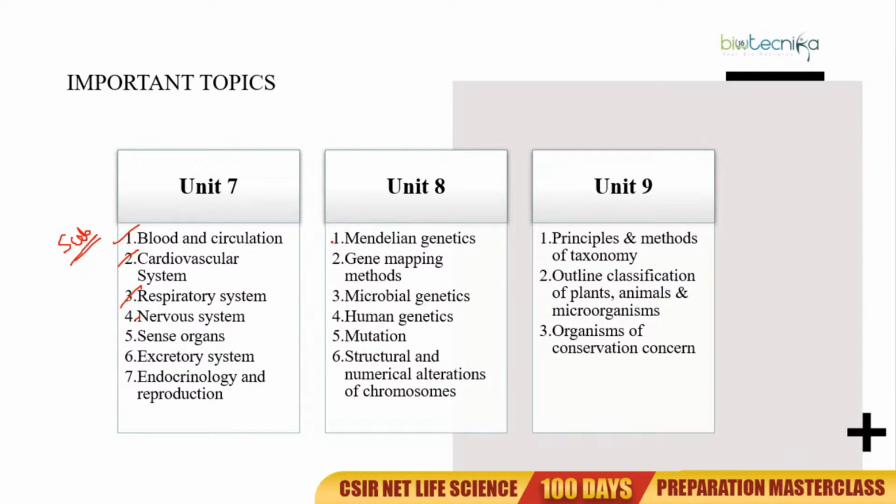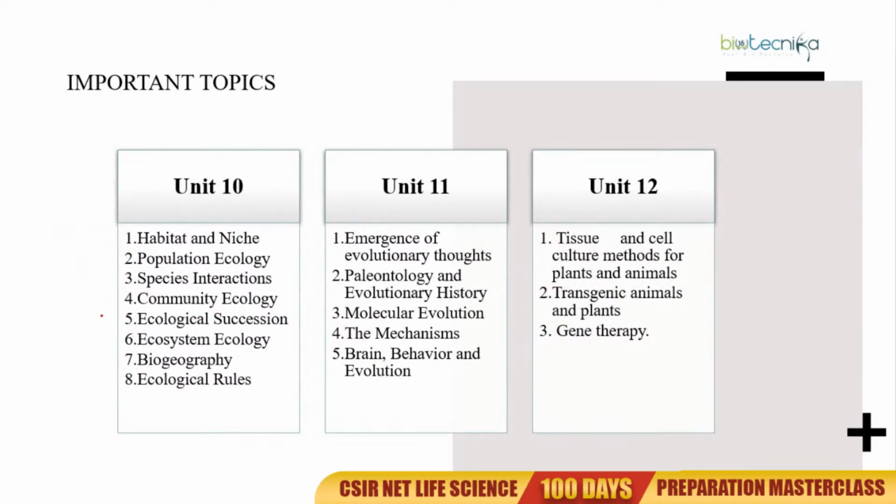For unit 8, Mendelian genetics, gene mapping methods, microbial genetics, human genetics, mutations, structural and numerical alterations, these are the important topics. From unit 9, principle and method of taxonomy, outline classification of plants and animals, and microorganisms of conservation concern, these are important. From unit 10, habitat and niche, population ecology, species interaction, community ecology, ecological succession, ecosystem ecology, biogeography, and ecological rules.